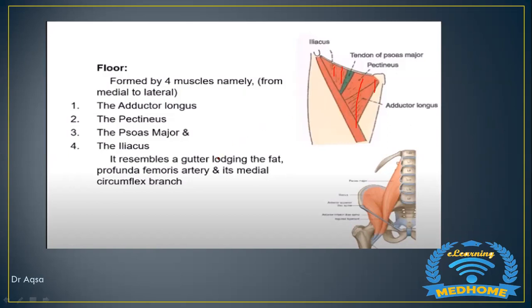And what does it resemble? It resembles a gutter which is loaded with fat, the profunda femoris artery and its medial circumflex branch. These are all the branches of the femoral artery, which we are going to study in our next upcoming few sessions.